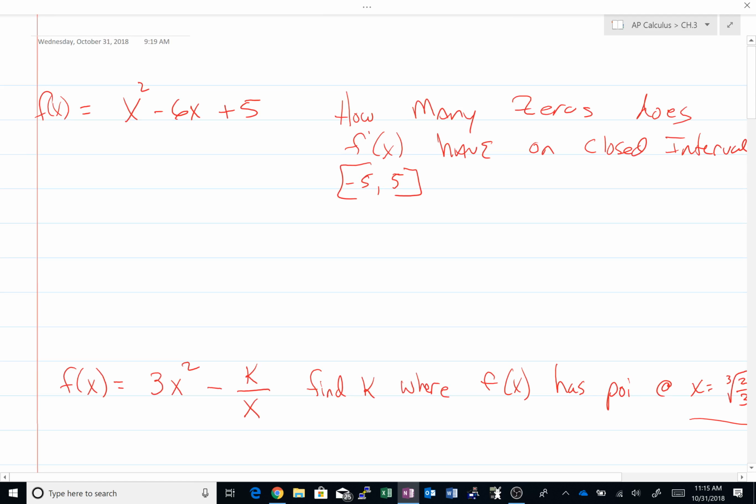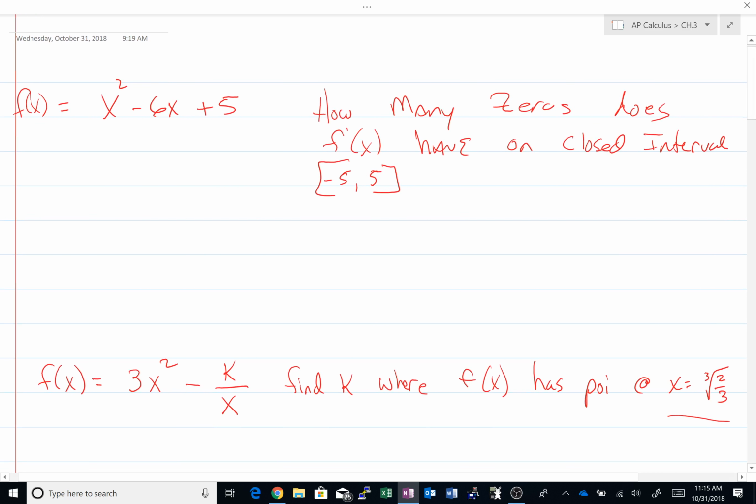You have to find the first derivative and factor. Was the rule that the zeros equal the highest degree? No, it's equal to the degree. So it would have 2? No, it's 1. It's 1.